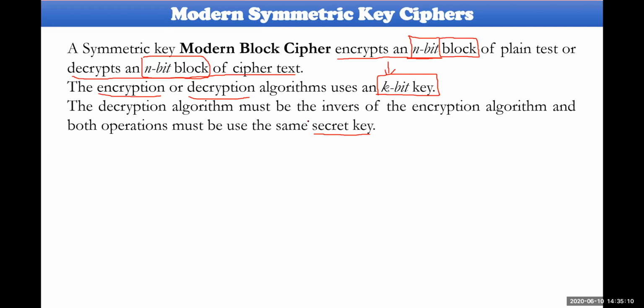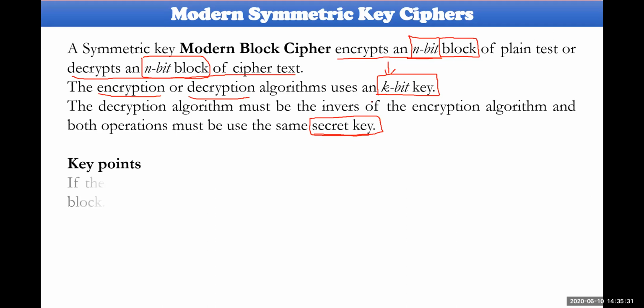So for this secret key, the channel we use to share it is very important in symmetric ciphers. However, the plain text must be an n-bit block, and the key must be a k-bit block. Based on that we perform the encryption or decryption here.